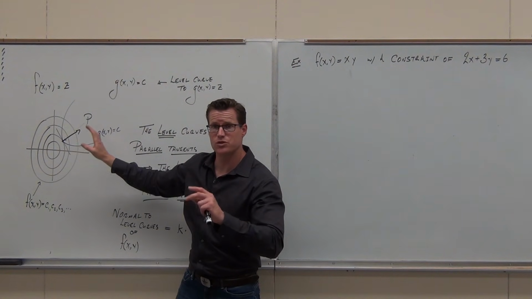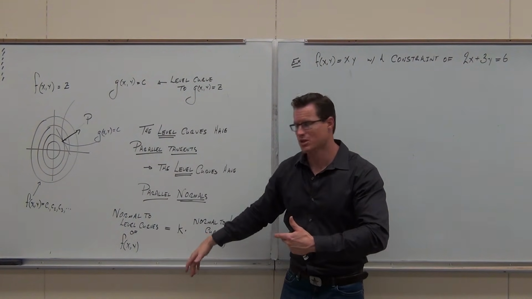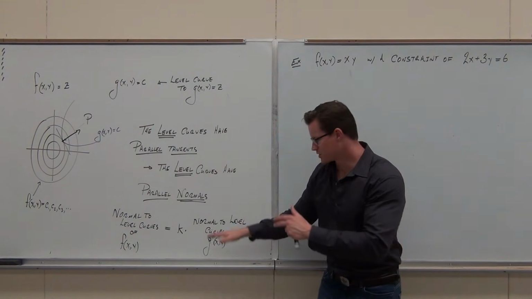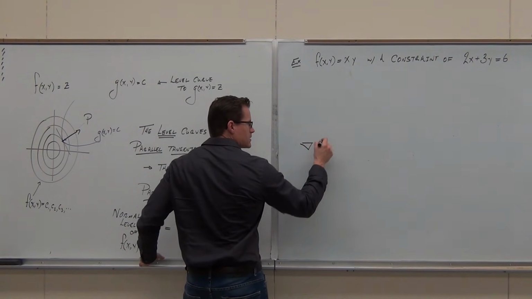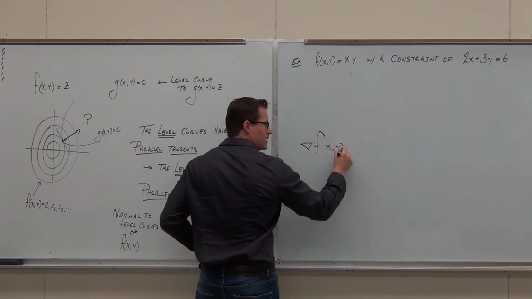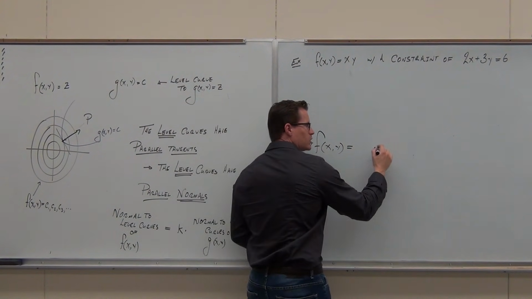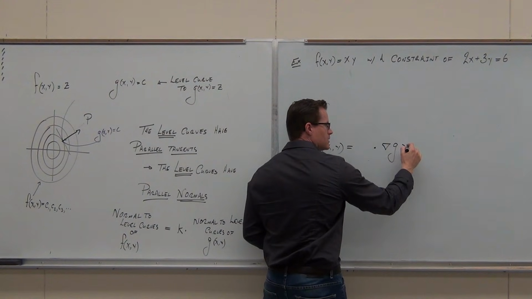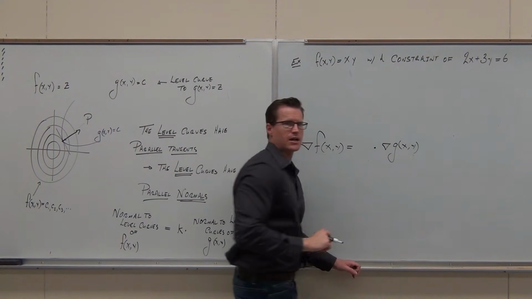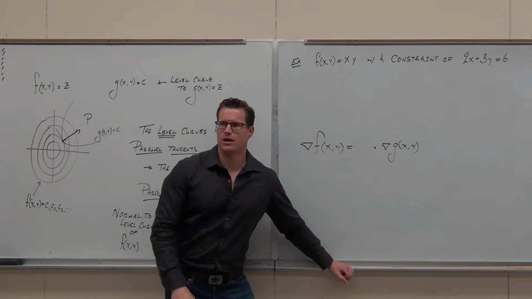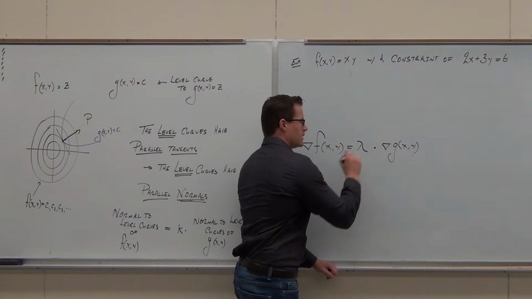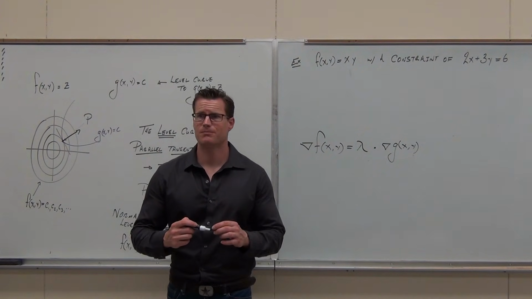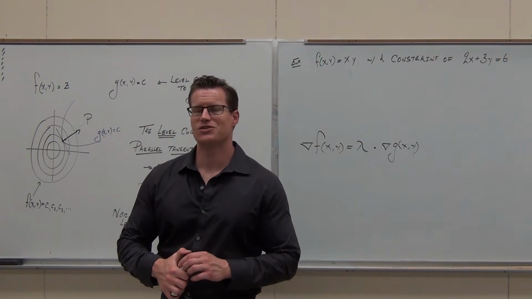I know that those normals have to be scalar multiples. The gradient gives me normals to level curves. So we go, okay, the gradient of f must be a scalar multiple of the gradient of g. Did you catch on to that? Saying the same thing twice. Here's the deal. We just don't call it k. We call it lambda. It's called the Lagrange multiplier, and it's a scalar. This is all I'm trying to say.